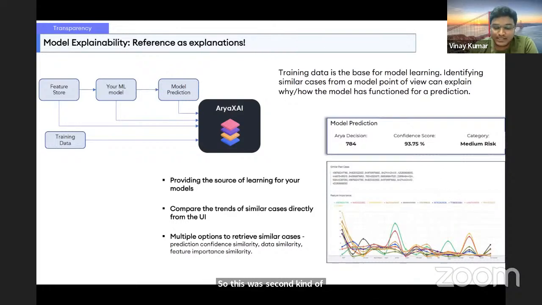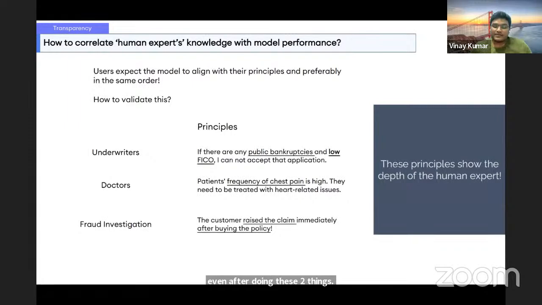Even after doing these two things, one is accurate feature importance, and second is references as explanations, there were still questions on what else we can do from an explainability standpoint. One of the things we learned was, if we could give them a correlation between the current principles of execution vis-a-vis the model importance or model correlation, then they can understand it very easily. What it means is, let's say in any given job function, it could be an underwriting function, doctors, fraud investigation, any of these job functions, they have principles of execution, right?